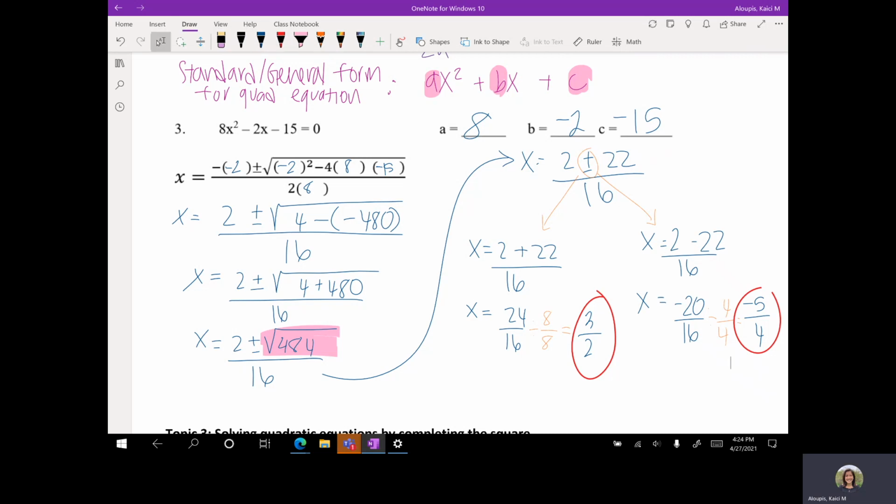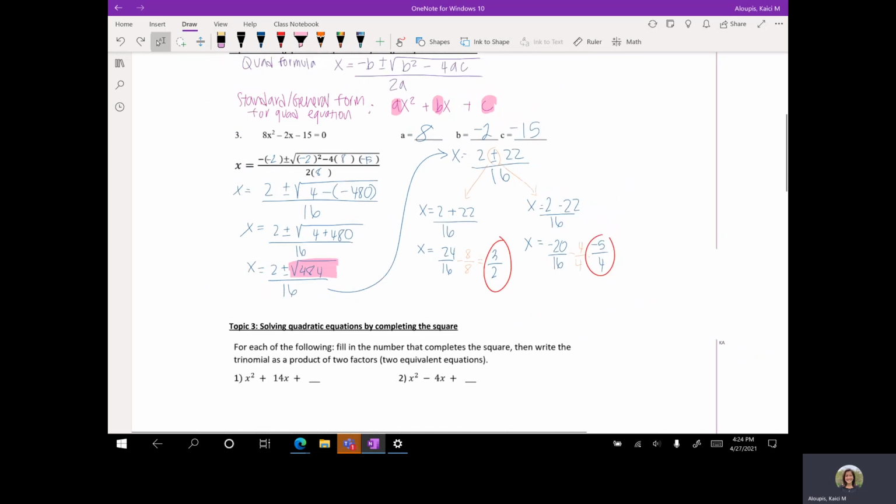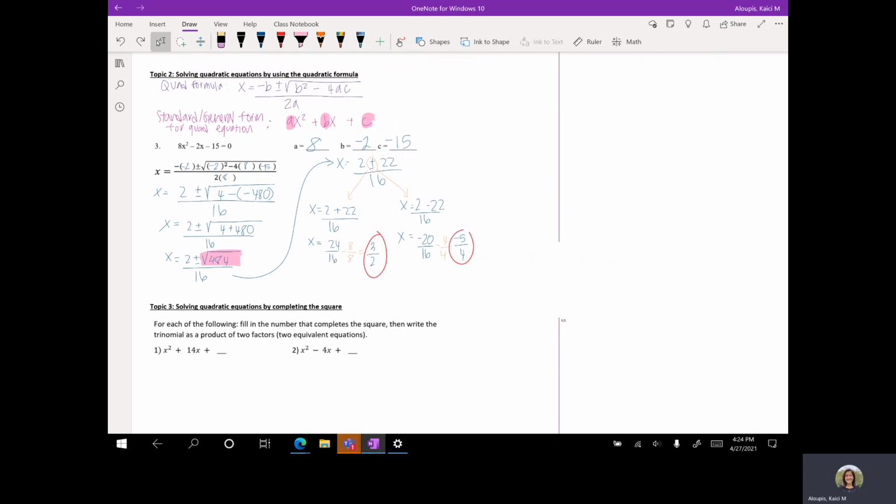for this problem here. If we were to plug 3 over 2 back into x in our equation, we would get it equal to 0. If we plugged negative 5 over 4 back into our equation where we see x, we will also get it equal to 0. So we solved that all right. And that's how we use the quadratic formula to solve a quadratic equation.